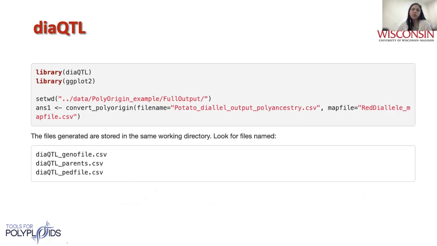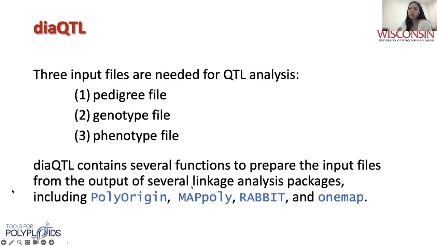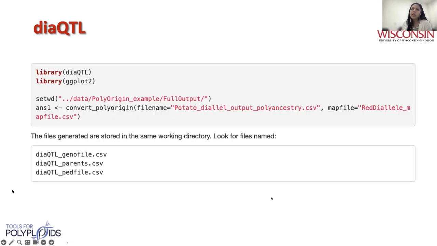First, you will need to download these packages beforehand. Once you call the packages, you will set the working directory to where you have your polyancestry file. The files that will be generated will be saved in the same working directory. Once you run the function convert polyorigin, which for the other software will be, for instance, convert mappoly or convert rabbit or OneMap, it will automatically generate the 3 files you need as input for the QTL analysis: the genome file, parents, and pet file.